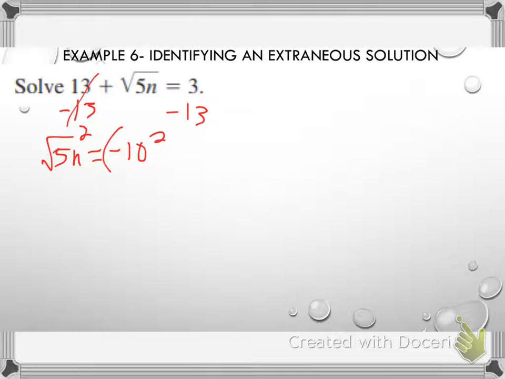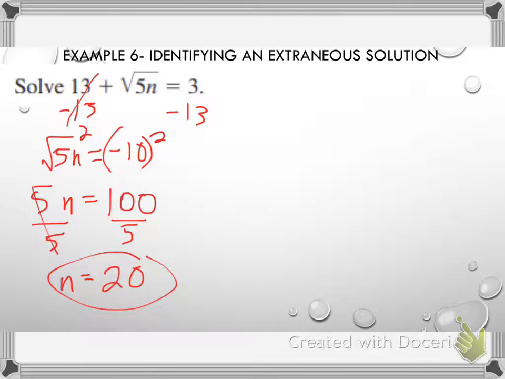Square both sides. So I get 5n. What is negative 10 squared? Positive 100. Negative 10 times negative 10 will give me positive. And then where can I go from here? Divide by 5 on both sides. n equals 20. So I only have one possible solution here. What's my next step? Plug it in, plug it in.